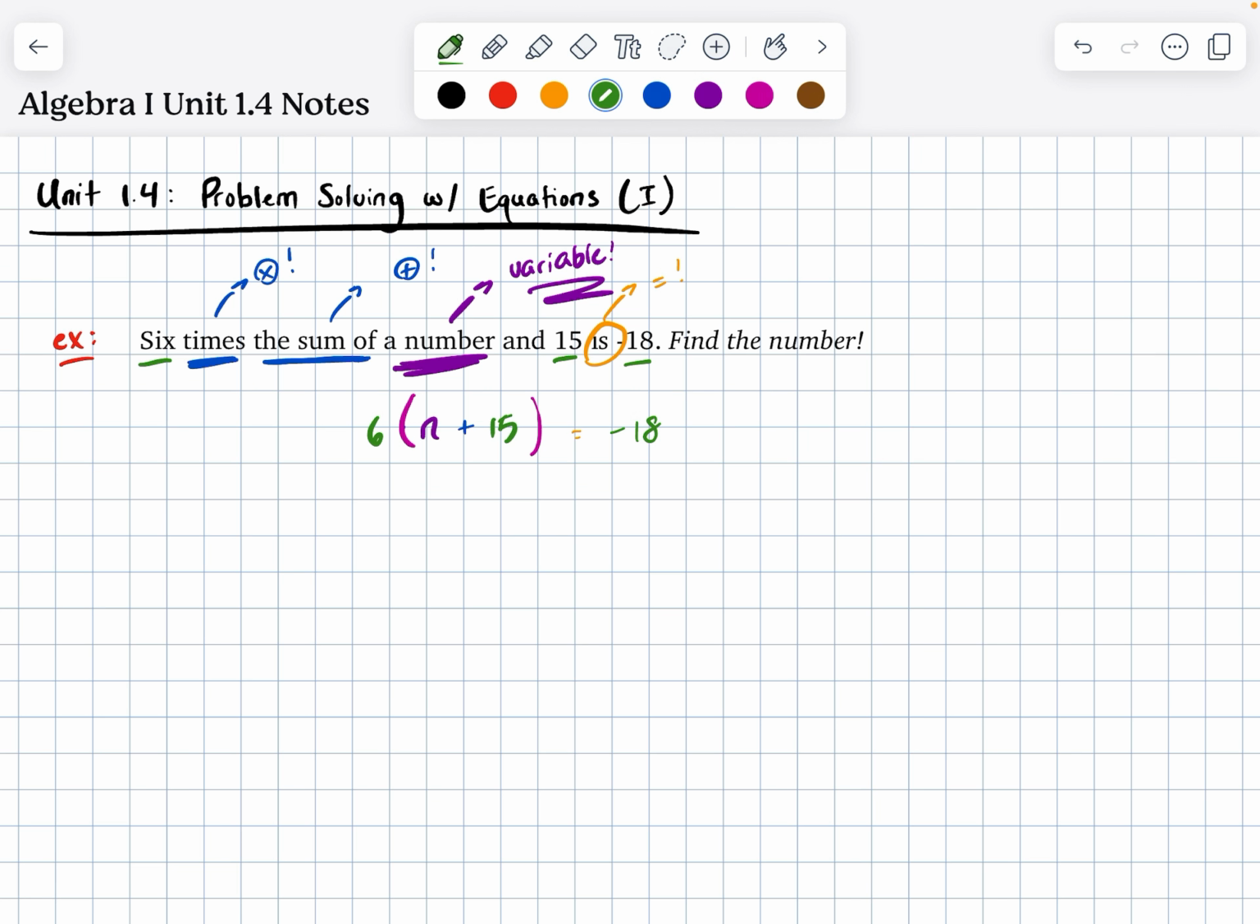Let's solve it. Take 2 minutes. See how far you get. Let's see if we can find this value n that we're looking for.